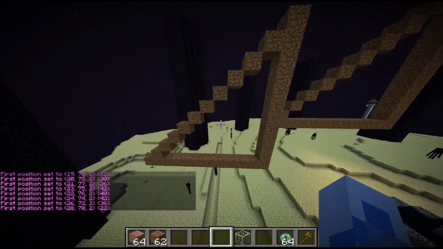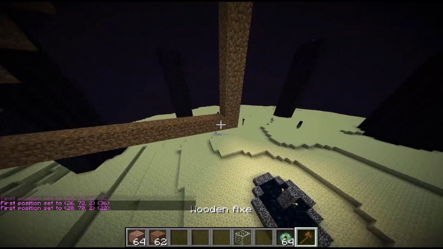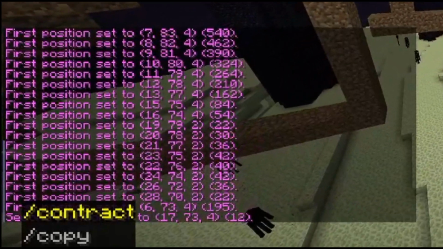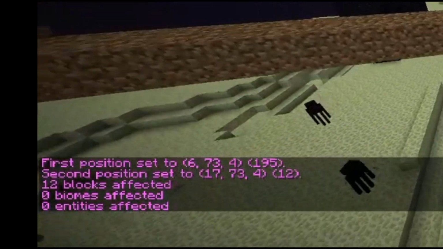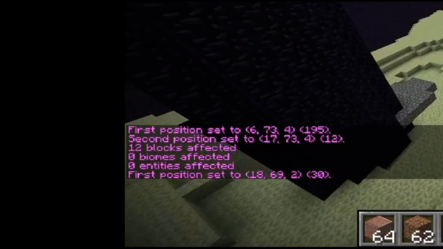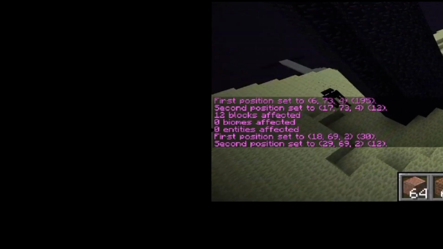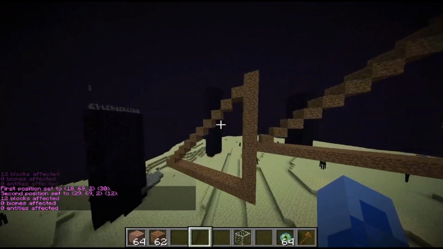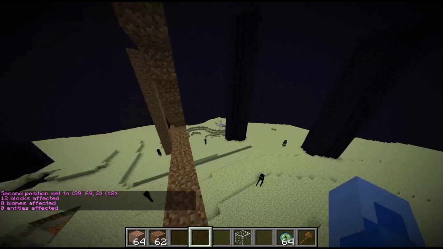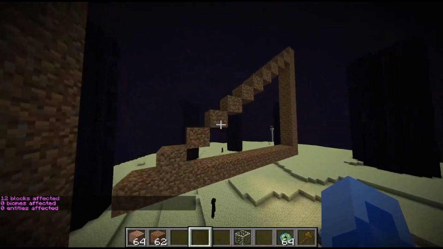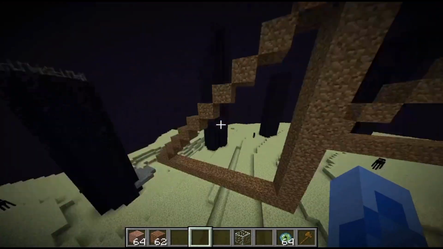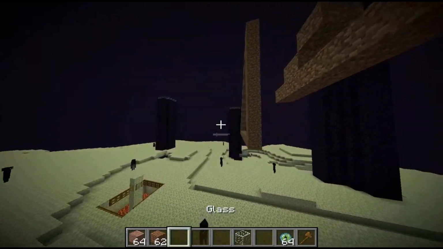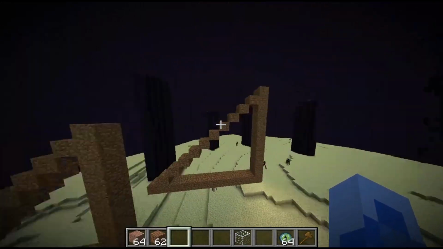And since I can also tell that the bottom sides are equal, if I were to /copy, it says 12 blocks affected. If I were to do this here, /copy, it also says 12 blocks affected. So this shows that, and if I were to plug these into the equation for triangle area, they would equal the same amount.